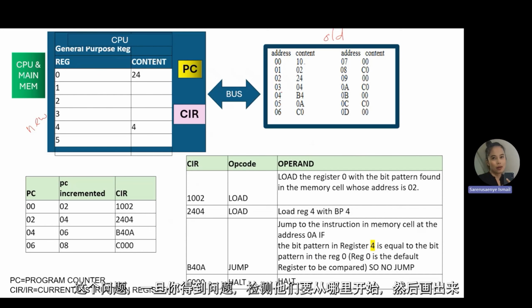Once you get the question, detect where they're going to start, and after that, draw the table. First table includes the PC, program counter, incremented counter or number of increments, and then current register and opcode or the description. And then create another new table, which is your new memory location.